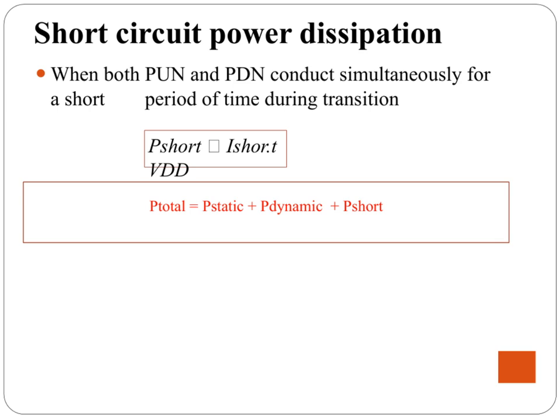It's important to understand that the total power dissipation in a circuit is the sum of three components: static power, dynamic power, and this short-circuit power. Each plays a crucial role in the overall energy consumption of the device.